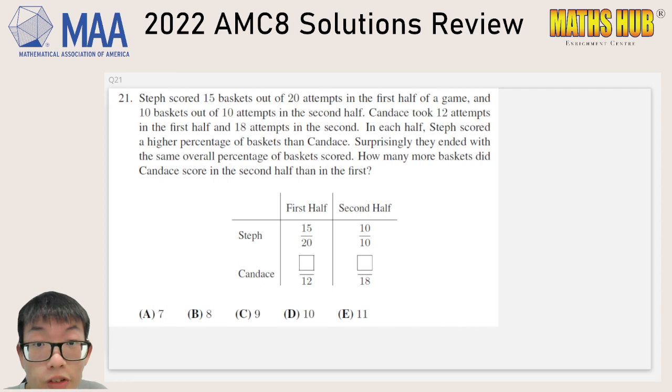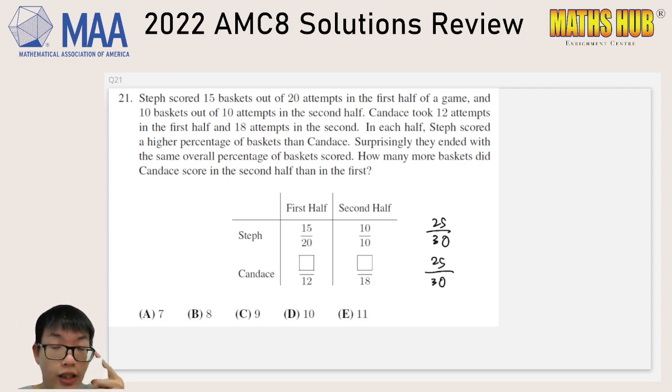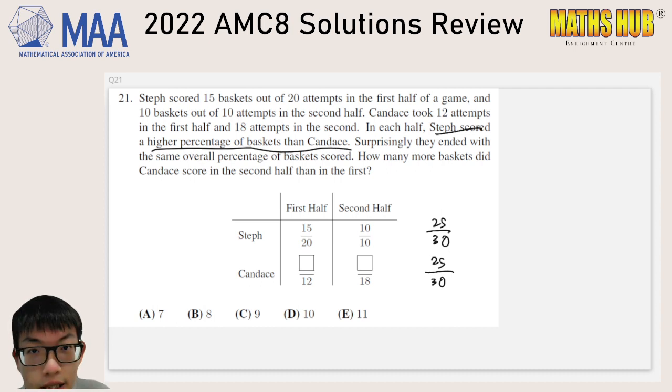They ended up with the same overall percentage, and they did take the same number of attempts, right? Steph has 25 out of 30. Candice has the same percentage, means that she also has 25 out of 30. Surprisingly, they ended up with the same overall percentage, but in each half, Steph scored a higher percentage of baskets than Candice. So higher means that you can't be tied, it must be really higher. So Candice in the second half got 18, so it cannot be 18 out of 18. The next possibility would be 17. Right, it's at most 17.